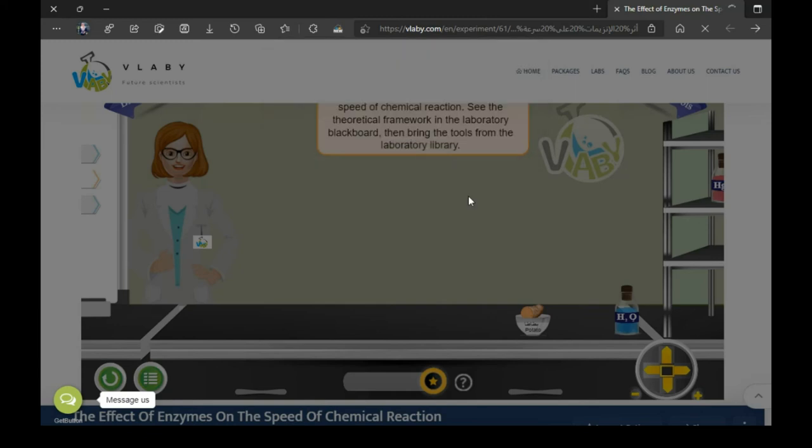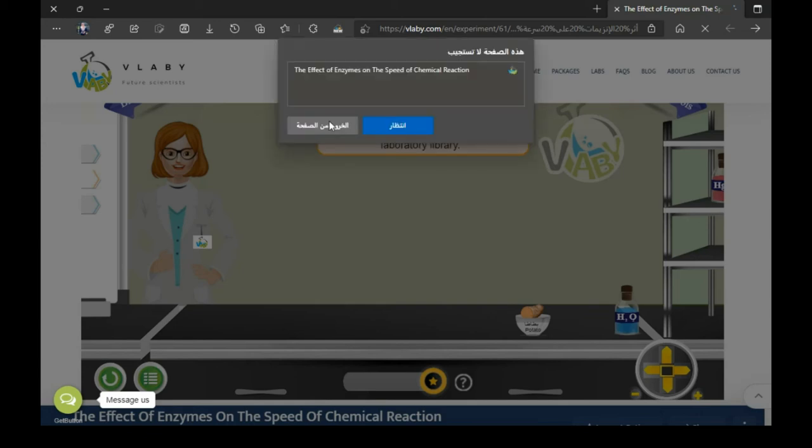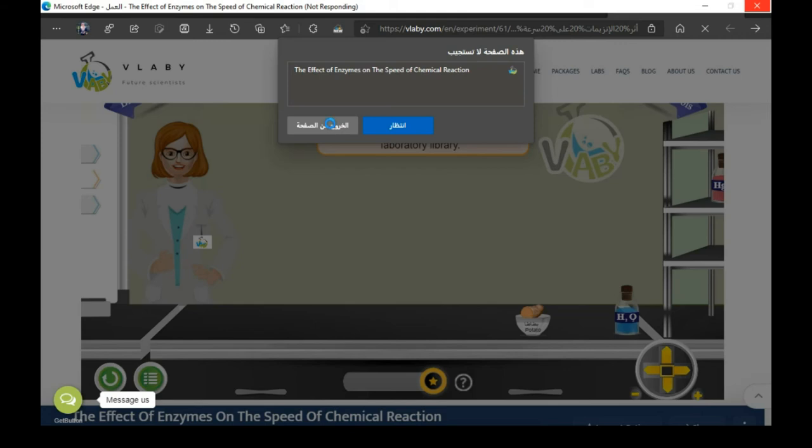Okay. What will happen during this chemical reaction when I put the hydrogen peroxide in the glass container and put the piece of sweet potato? It will form oxygen and water. Oxygen and water. So the enzyme increases the speed of the chemical reaction.